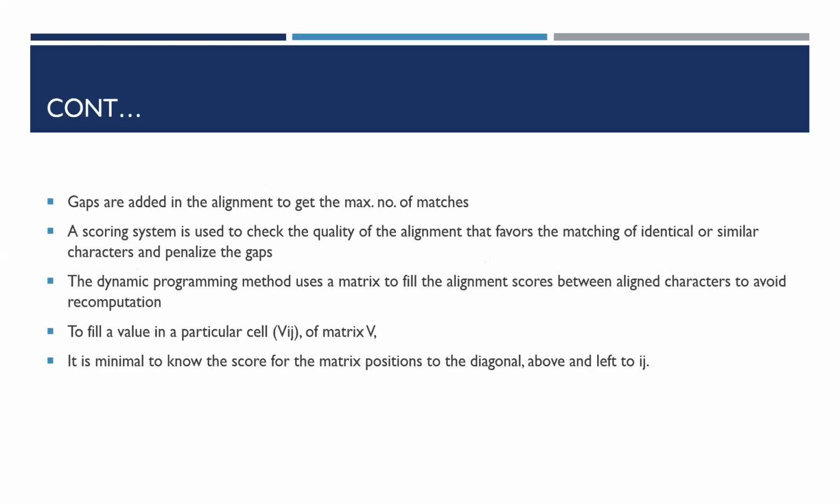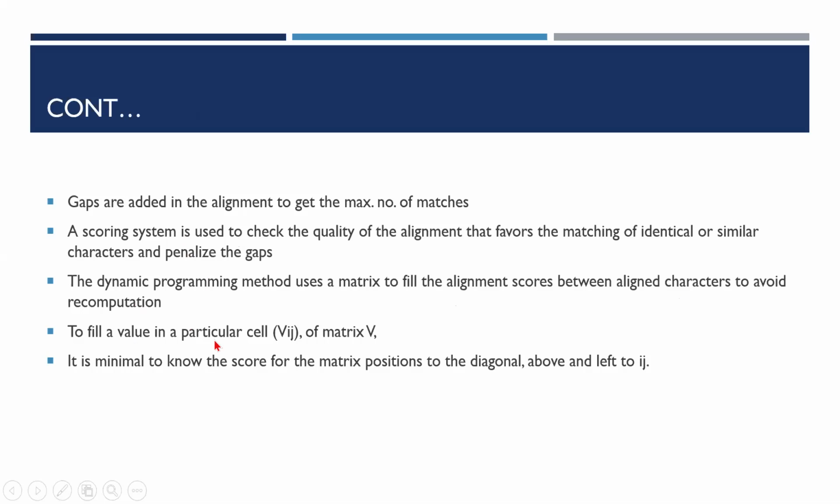The dynamic programming method uses a method in which a matrix is filled with alignment scores between the aligned characters in order to avoid recomputation. It uses a matrix to fill the alignment scores between the aligned characters in order to avoid recomputation.